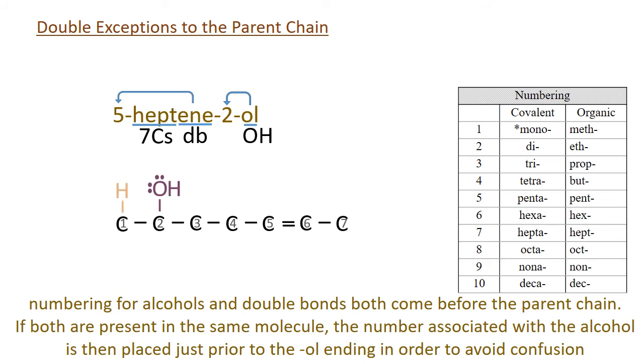And now I go through the molecule and make sure that each carbon is making 4 bonds by adding hydrogens to the carbons that need more bonds. And that's 5-heptene-2-ol.